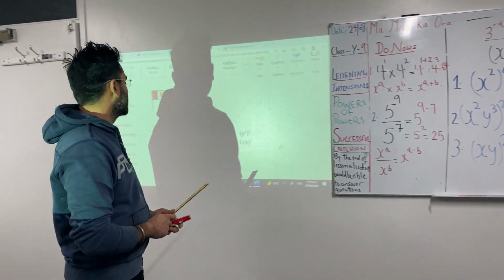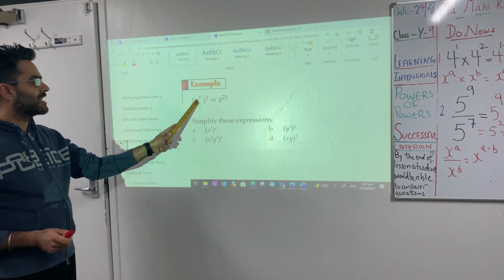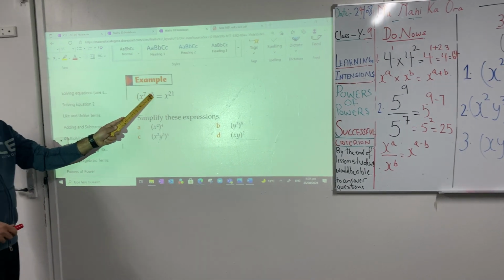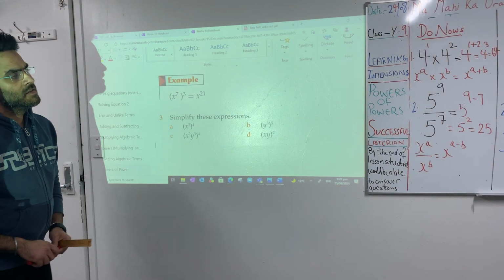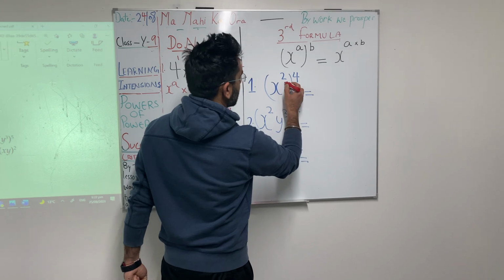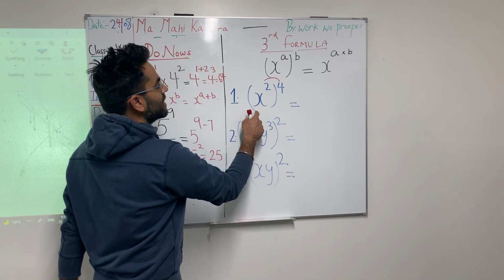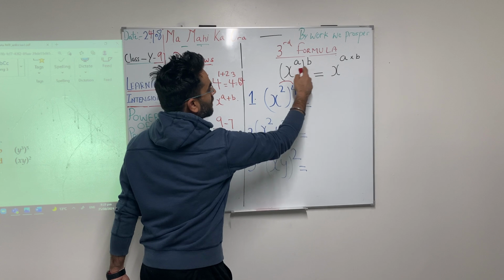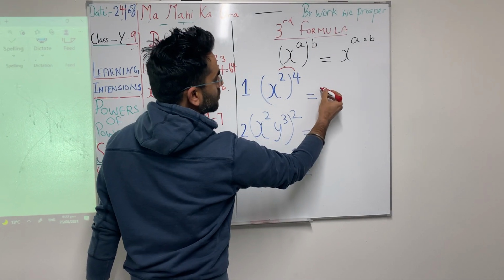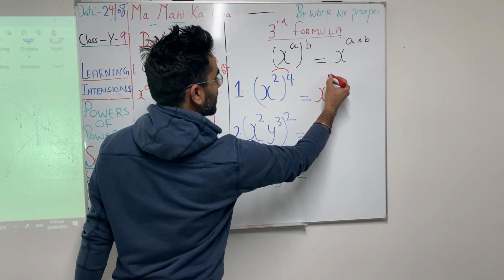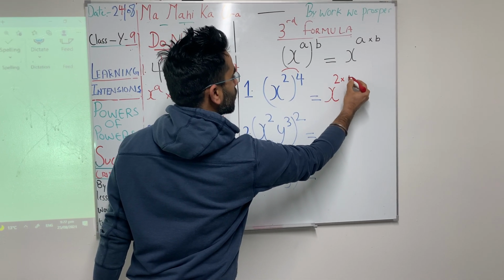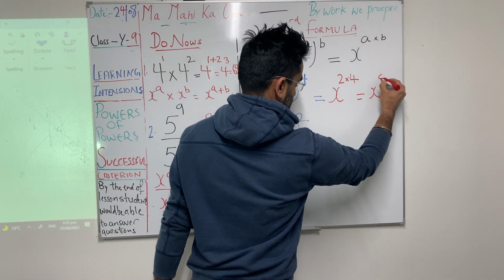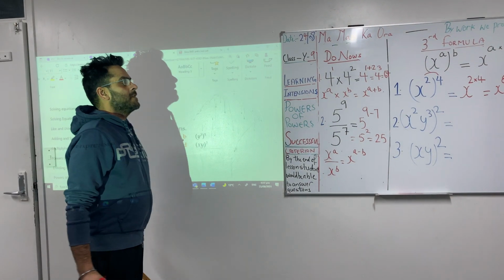So here's the question. You see, x raised to the power 7 times 3. What we did, 7 times 3, that is 21. We're going to do it here the same way, so that means we're going to times the powers. What you see here is x raised to the power 2 and in the power 4. I'm just replacing the a and b with 2 and 4. So that means x raised to the power 2 times 4. 2 times 4 is 8. Easy?